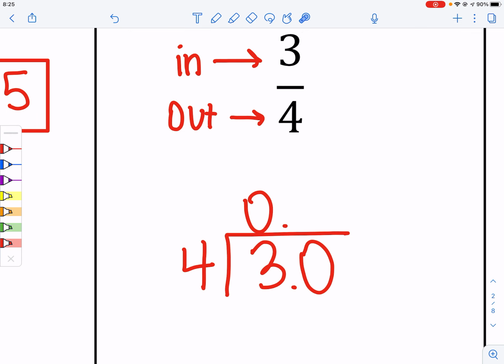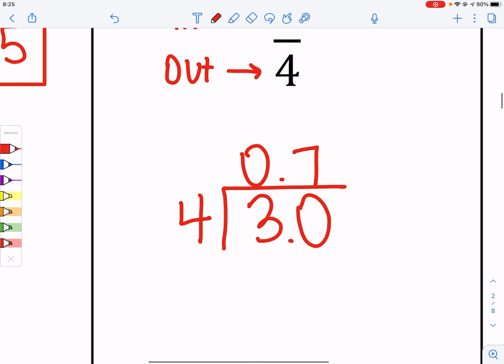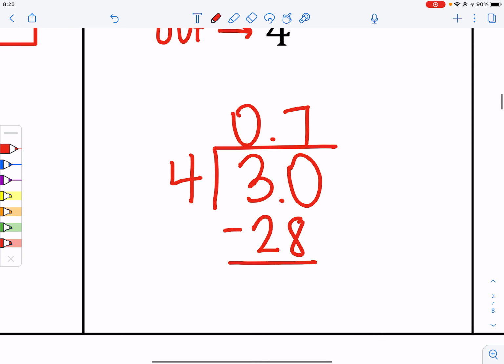So I know 4 goes into 30 7 times. So your 7 goes above the 0 in 30. 4 times 7 is 28, so take away 28. 30 minus 28 is 2, and again, you have to keep going until this is a 0, and it's not. So add a 0, and then drop it down.